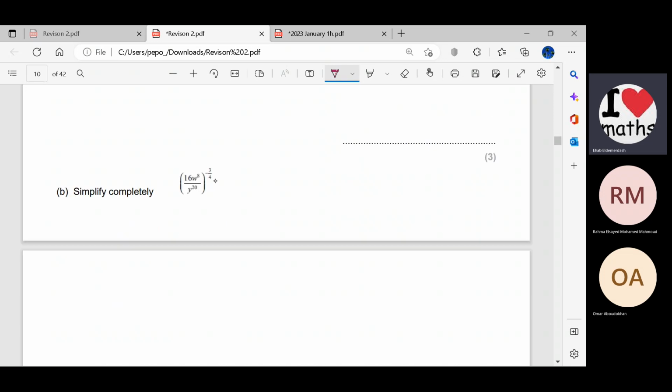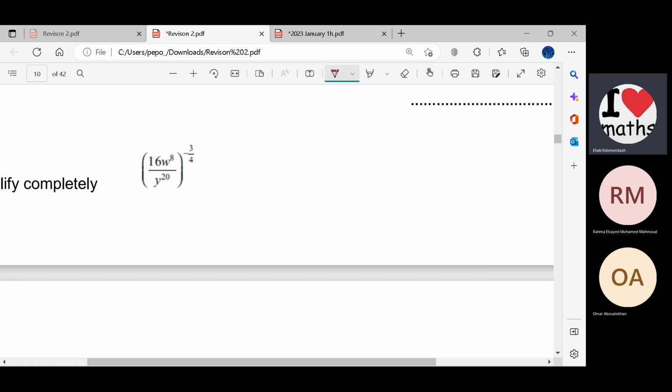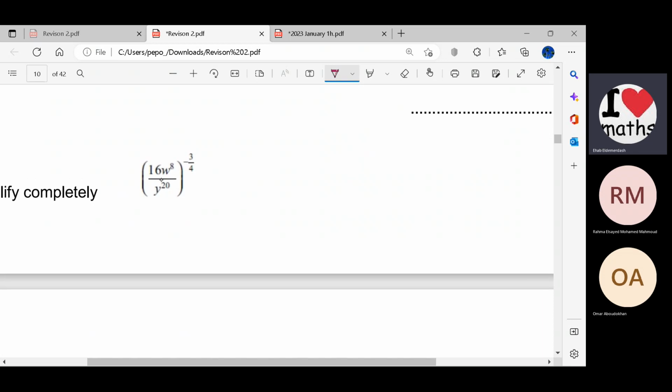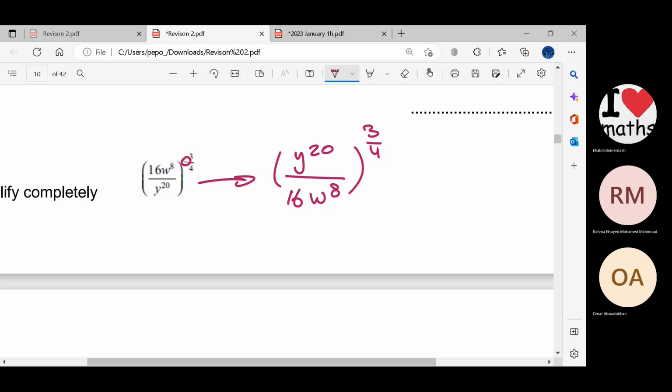Do you have a problem with the power thing? If I have any expression to the power of negative, first of all, to get rid of the negative, I have to flip the bracket. So it will be y power 20 over 16 w power 8, and my power will be 3 over 4. What we did, Suhaila, stay with me please. We just flip it to get rid of the negative.